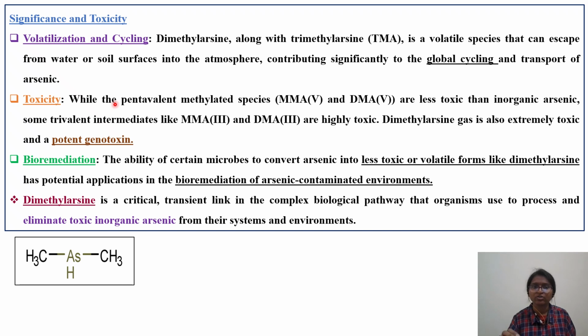The important toxicities caused by this particular dimethyl arsine: its pentavalent methylated species MMA5 or DMA5 are less toxic. The fifth oxidation state is less toxic than inorganic arsenic. Some trivalent intermediates like MMA3 and DMA3, as you saw on the previous slide, are highly toxic. Comparatively, the third oxidation state is highly toxic and the fifth is less toxic when compared to inorganic arsenic. Dimethyl arsine gas is also extremely toxic.